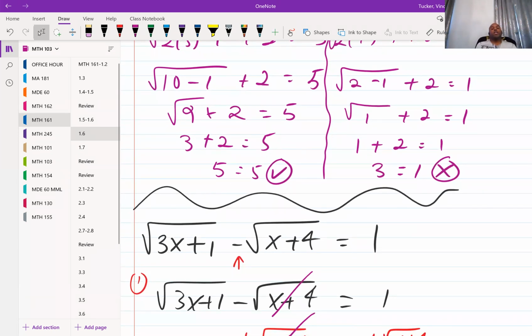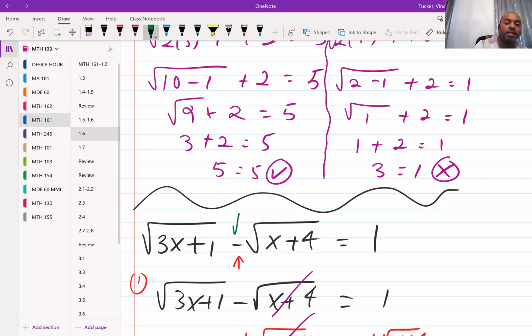Okay. So the next one has more than one radical. Remember, if you look at the steps, it says if a radical still exists, then we need to repeat steps 1 and 2. So here we have a scenario that would do that for us. So we have the square root of 3x plus 1 minus the square root of x plus 4 equal to 1. So the first step is to isolate one of your radicals.